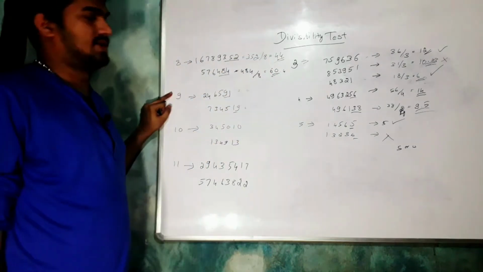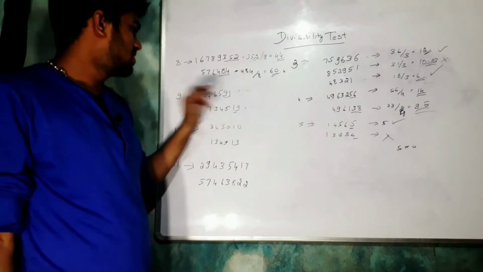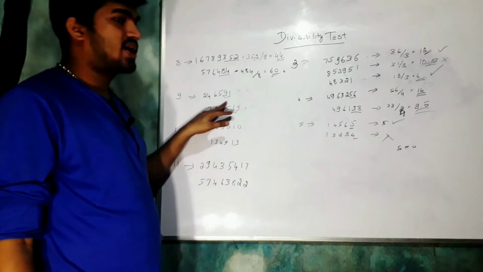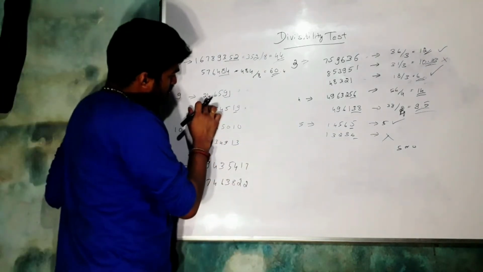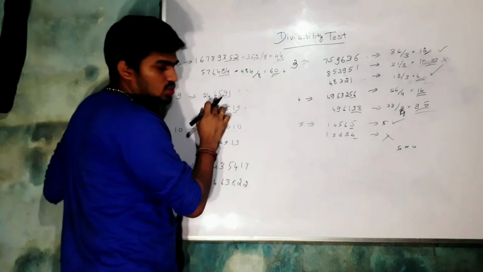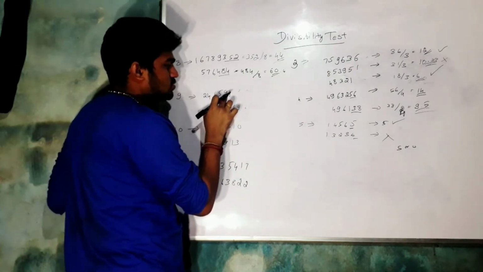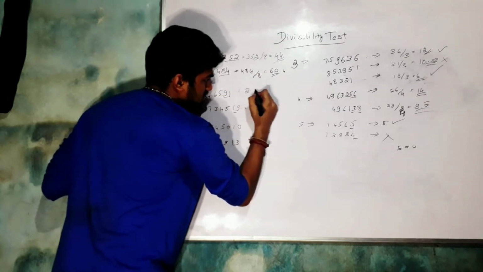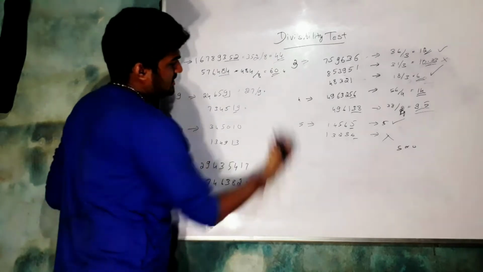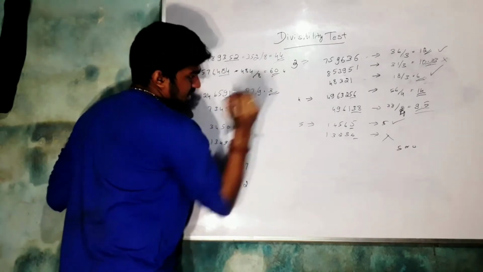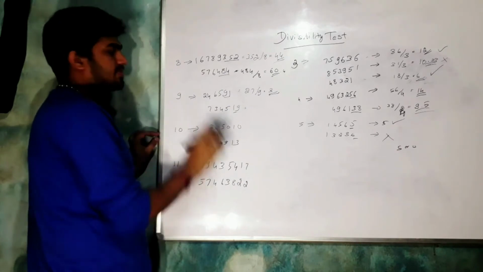Take number 9. Here we need to check whether it's divisible by 9 or not. How to check it? Just add all the digits. Let's say 2 plus 4 is 6, 6 plus 6 is 12, 12 plus 5 is 17, 17 plus 9 is 26, 26 plus 1 is 27. So 27, is it divisible by 9? Check. Yes, it's divisible by 9. So that means this whole number is divisible by 9.